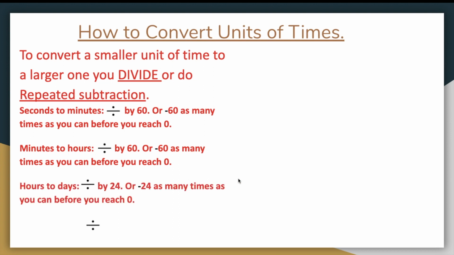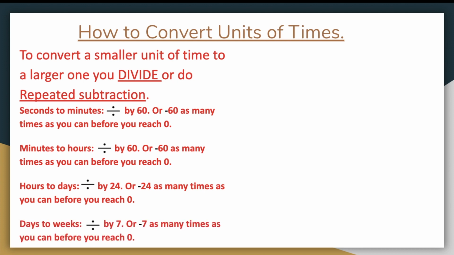Hours to days, we divide by 24 because there are 24 hours in one day. Or we take away 24 as many times as we can before we reach 0. Days into weeks. Well, there are 7 days in a week, so we divide days by 7. Or we subtract 7 as many times as we can before we reach 0.